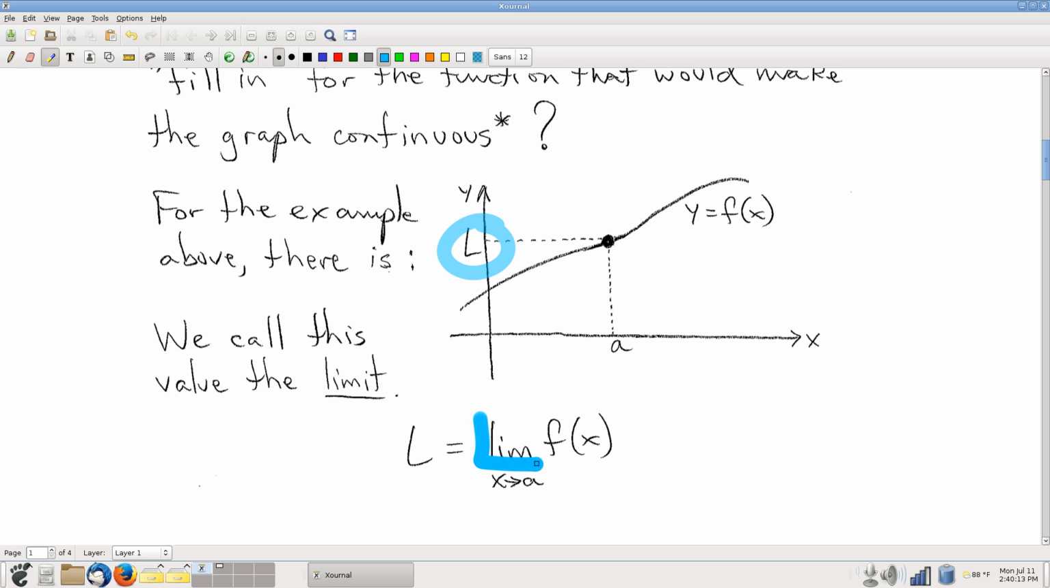We say lim to indicate limit. The point that we're approaching, we indicate that as a subscript, and the function of which I'm computing the limit, we put there.